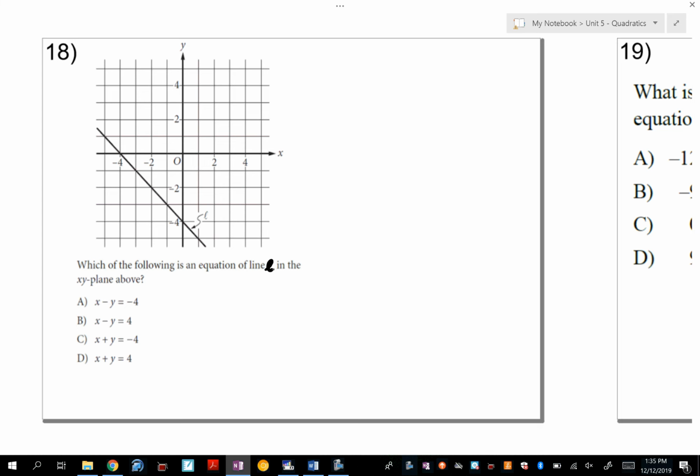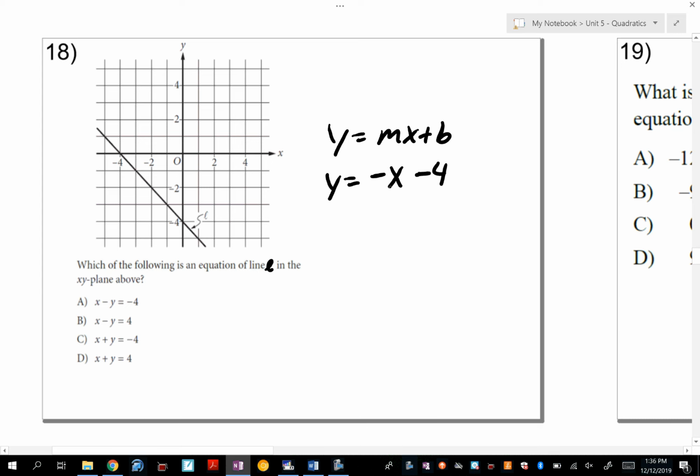The way I did this was by looking at it and writing it in slope-intercept form. I think the easiest thing to see first is the y-intercept. What is the y-intercept? It's (0, -4). So I know b is going to be -4. And what is the slope? Just by counting, it's actually -1, because if you go up 1, left 1, that's a slope of -1. All right, so y equals -x minus 4.